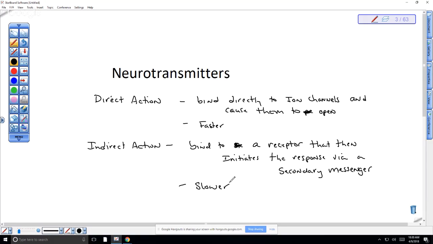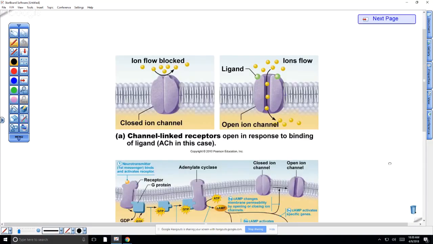So let's look at the images in your textbook that describe these two mechanisms of action. Okay. So this would be where this is a chemically gated ion channel right here. And it's a protein that is floating in the plasma membrane. And then the green thing is the neurotransmitter, and it binds directly to it and it opens up the cell. Okay, so that would be a direct action.